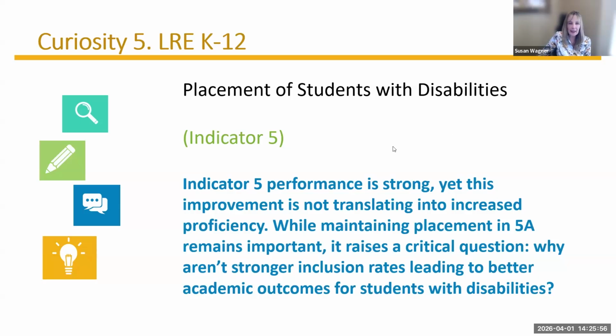So let's take a look at the data. Now, we won't really be sharing proficiency rate data on these slides. That'll come a few slides further, but just keep in mind that proficiency rates are pretty flat, while indicator 5A, inclusion in the regular ed classroom at least 80% of the time, continues to go up.